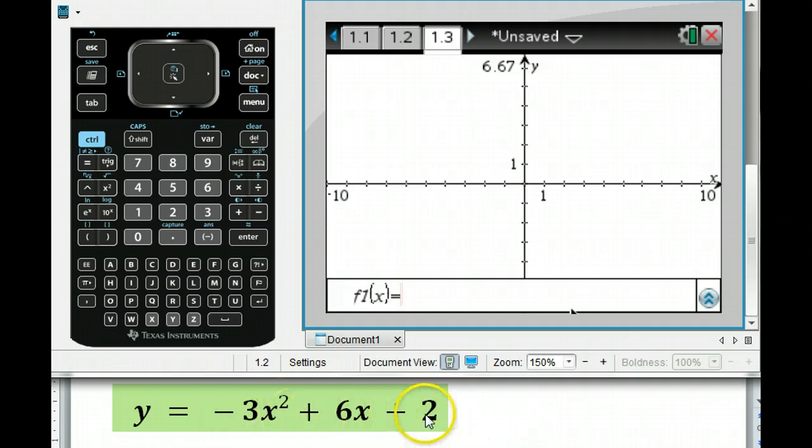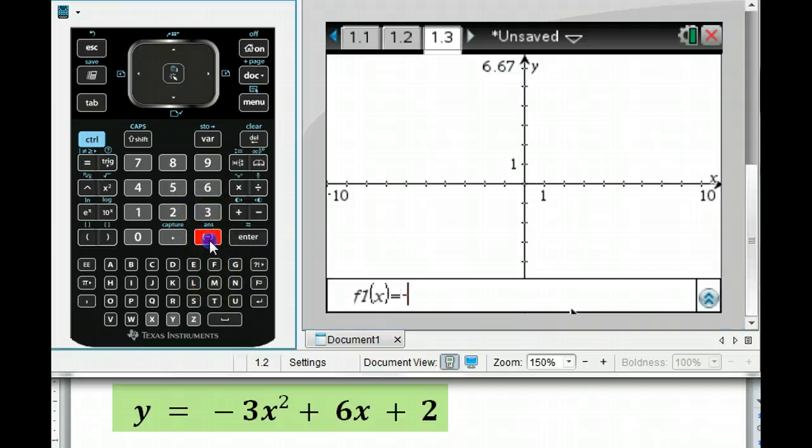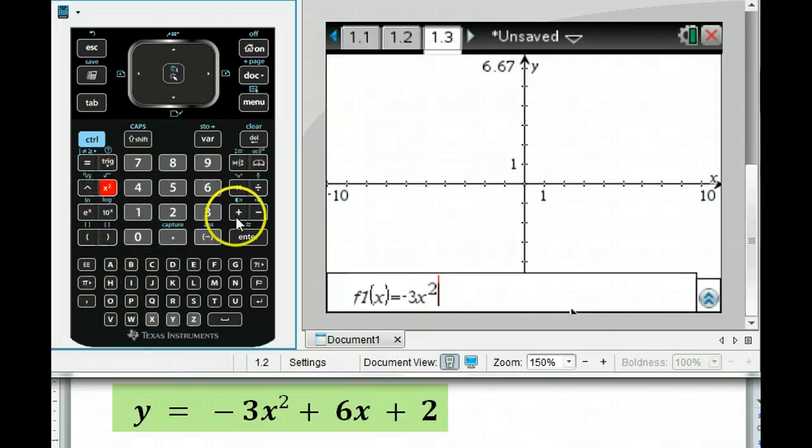and what we want to do is go ahead and type that one in. And so I'll do that now. I'm just going to write negative. Remember, this is your negative sign. Don't use the minus sign, but the negative. 3. X is down here toward the bottom. These are all your alpha keys. Squared plus 6x plus 2.